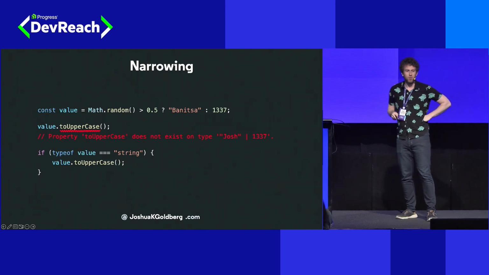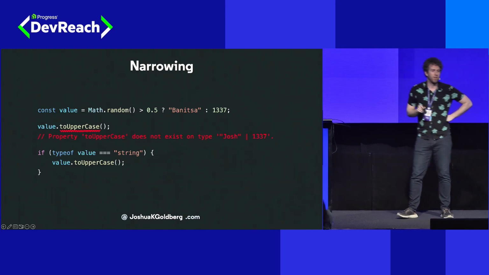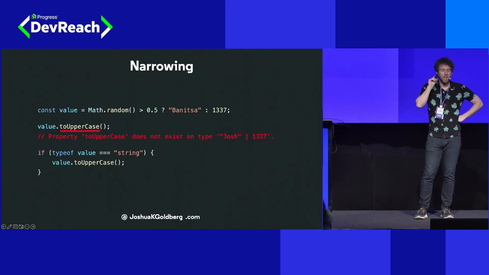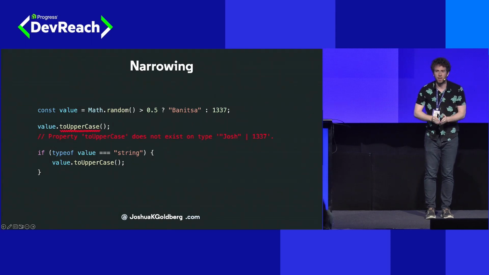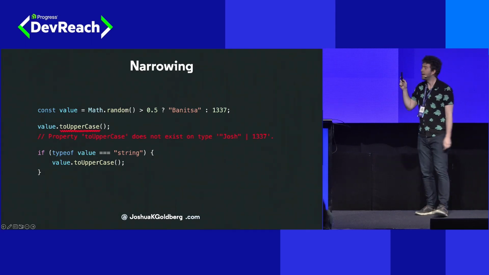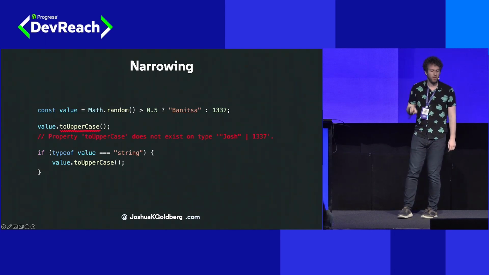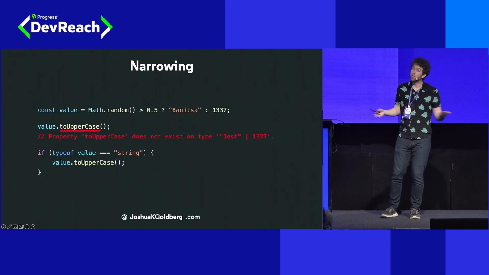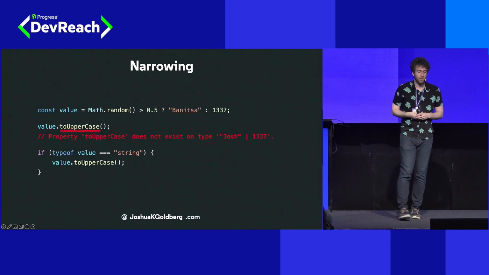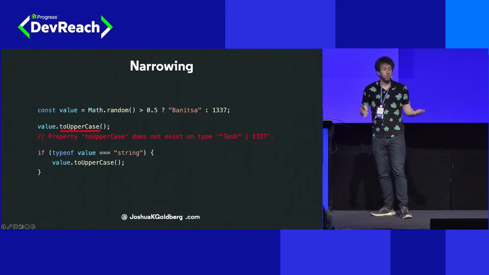Narrowing is when TypeScript sees that inside an area of code, the type of a variable or other value is more specific, it's more narrow than what it originally was declared as. Inside this if statement, TypeScript knows that the type of the value is definitely string. Because if it wasn't string, we wouldn't be inside the if statement. Which is why there's no type error here.